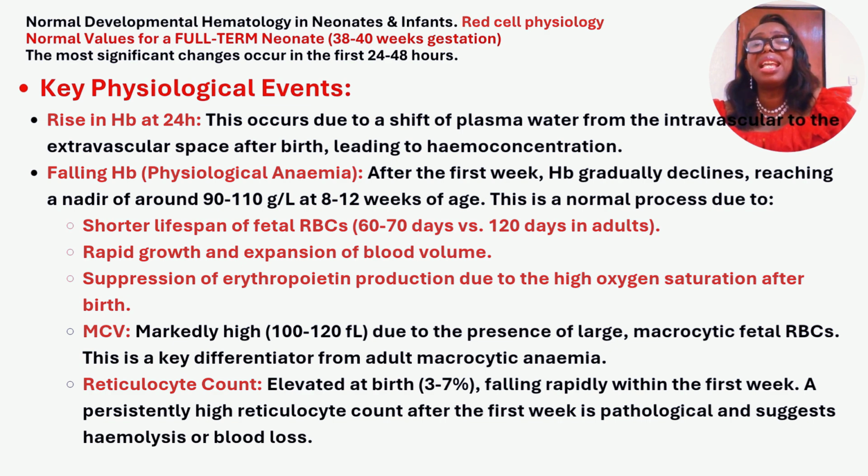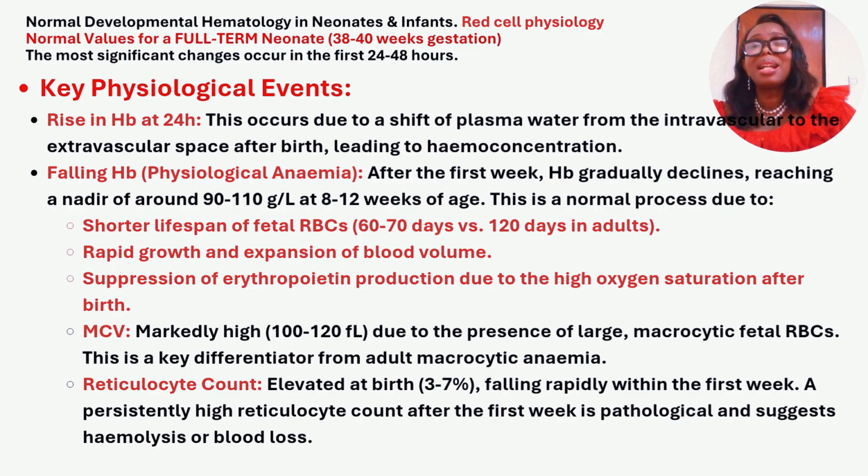There is also a change in MCV. The MCV is markedly high. The MCV of infants is actually between 100 to 120 femtoliter. And this is due to the presence of large macrocytic fetal red blood cells. This is a key differentiator from adult macrocytic anemia.